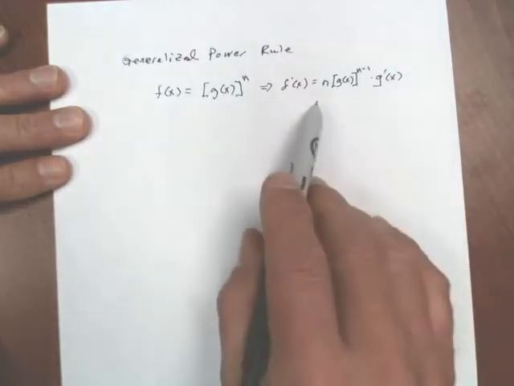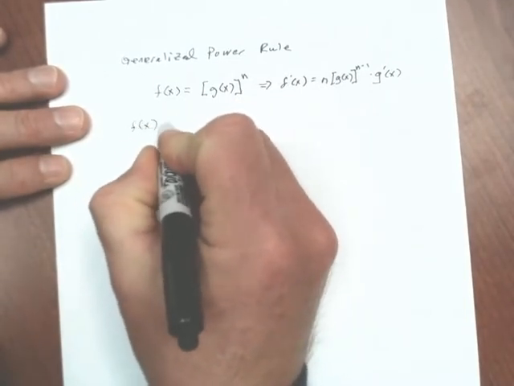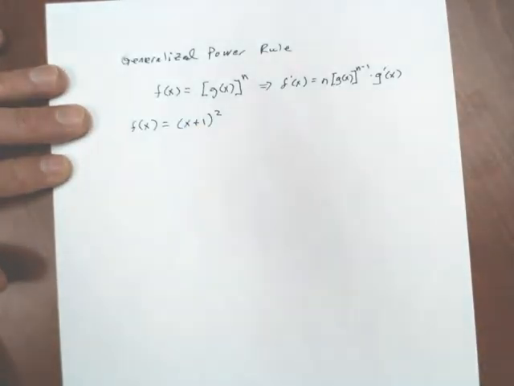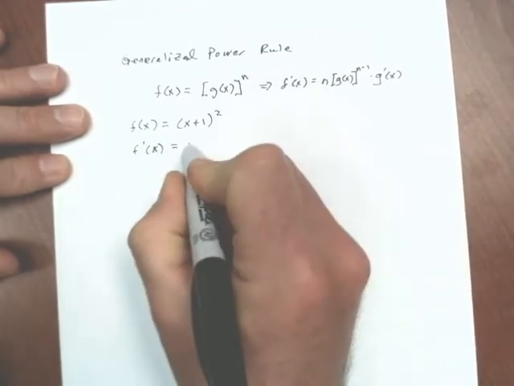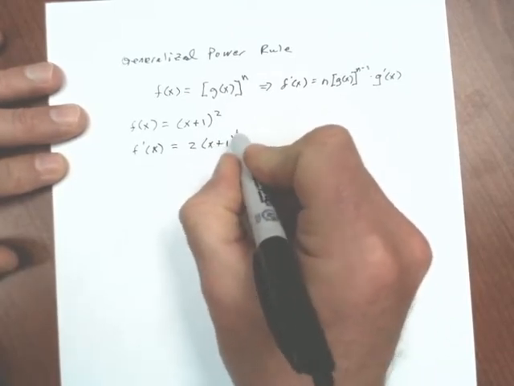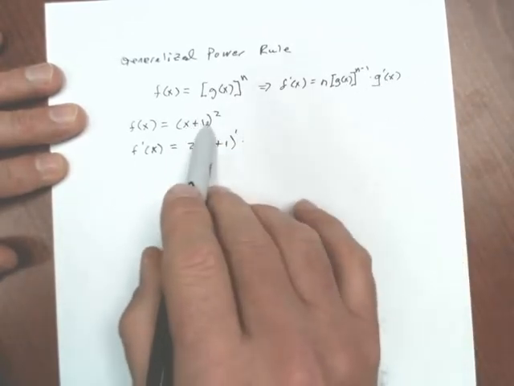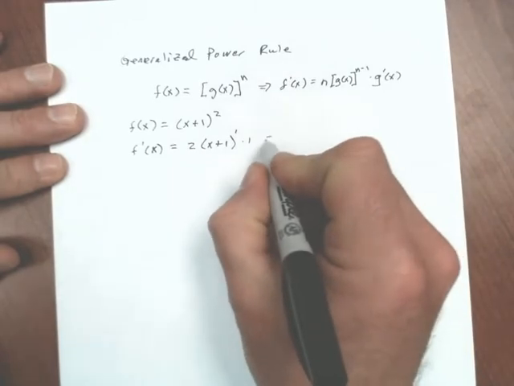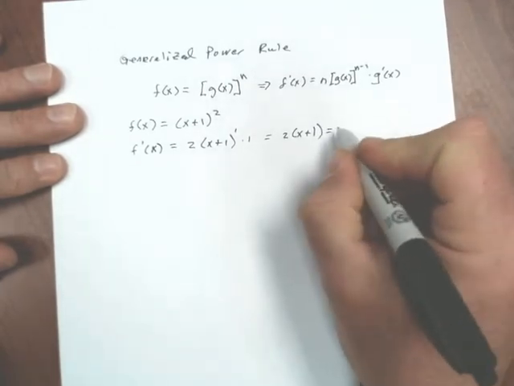So you can see where the power rule is a subset or an offshoot of the generalized power rule. Now, the generalized power rule is typically made to cover functions of the form, say, x plus 1 squared. Then f prime of x would equal 2 times x plus 1 to the first, times 1, because g prime of x is what is inside. In this case, g would be x plus 1, so that'd be times 1. So this is 2 times x plus 1, simplified, 2x plus 2.